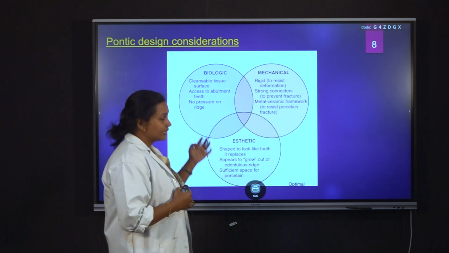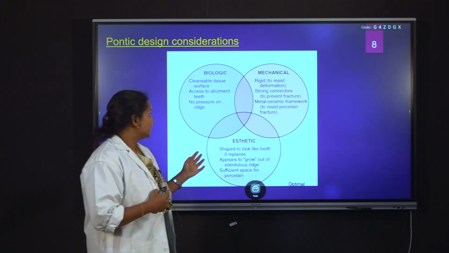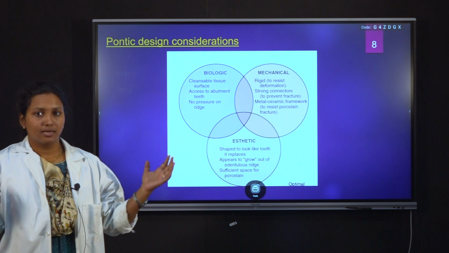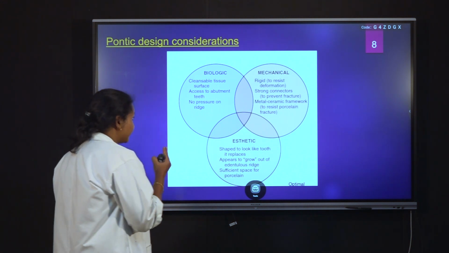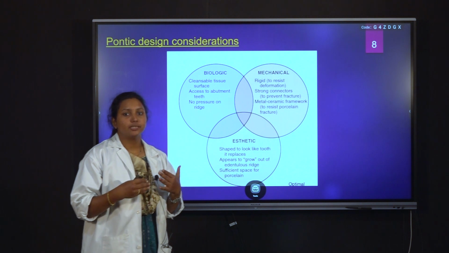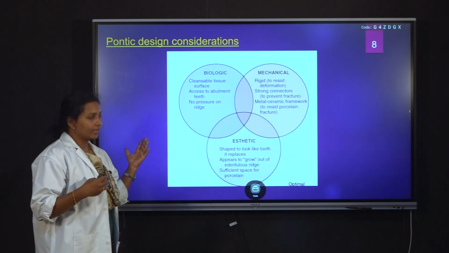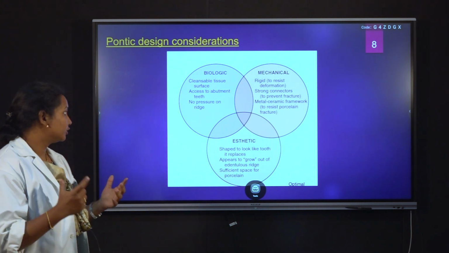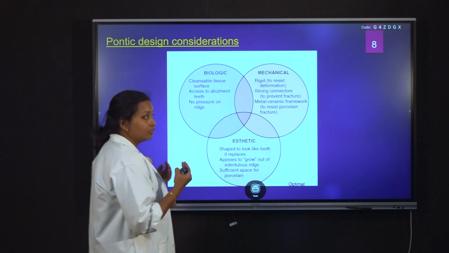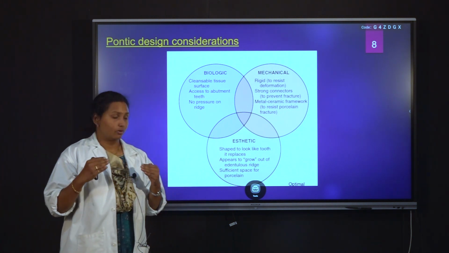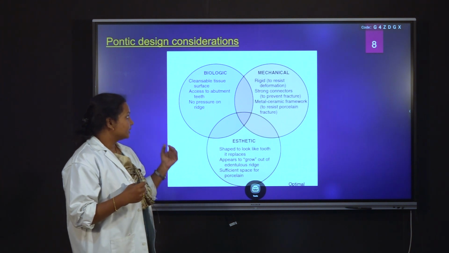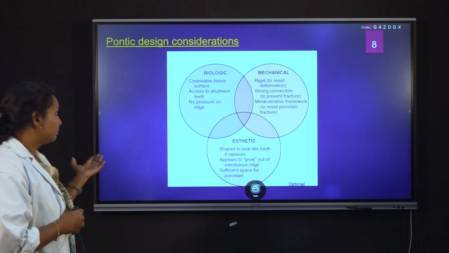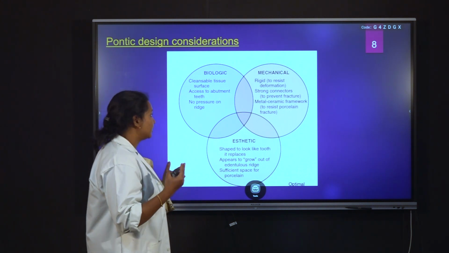The second thing is mechanical considerations. It should be rigid, means the Pontic has a connector with the adjacent abutment teeth, and it should resist deformation of the Pontic. The second thing is strong connectors. The connector should have sufficient width and height, minimum 3 by 3 mm, so that it withstands the occlusal load. The next thing is metal ceramic framework. When compared to zirconia, it is preferred to give metal ceramic framework in the posterior region because of high strength.